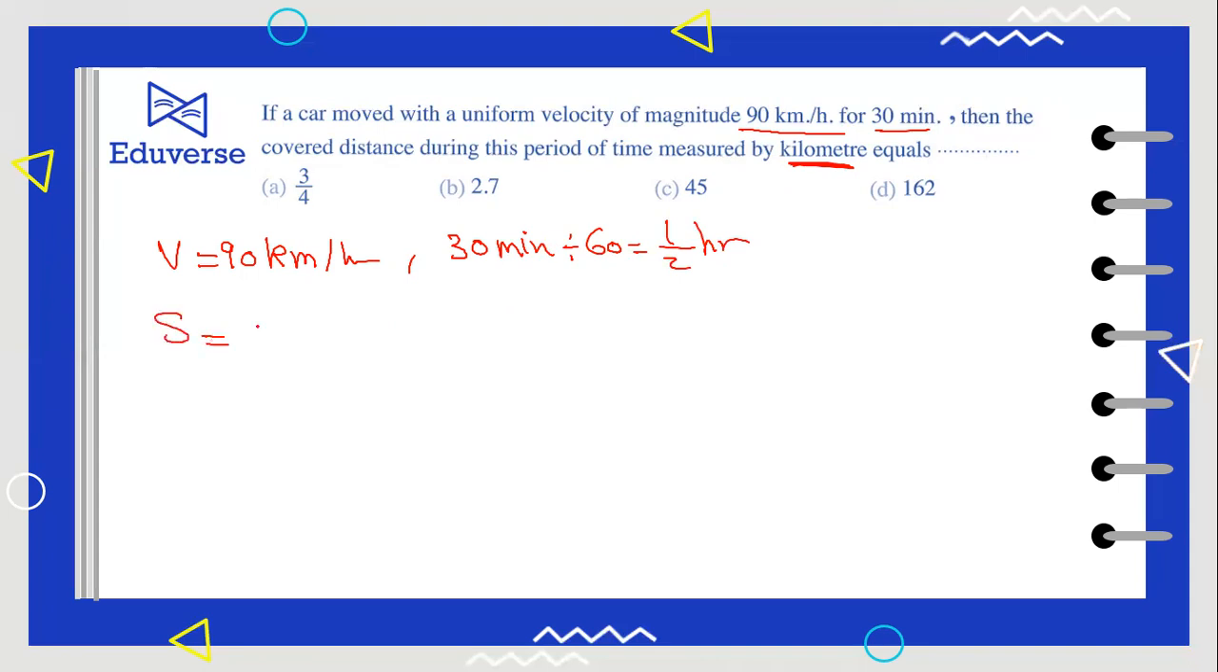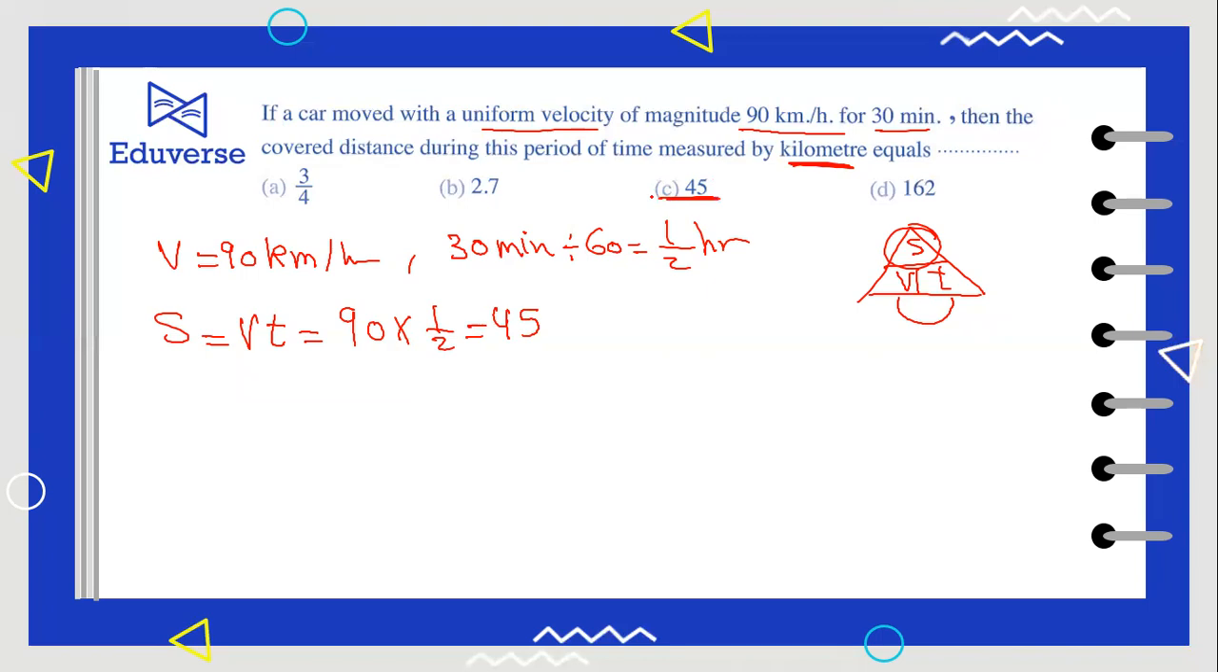Then for the distance, it's a uniform velocity, so I don't use the rules of motion, but I can use this formula. Distance equals velocity times time. I want to find the distance, so I multiply velocity by time. 90 multiplied by half equals 45.